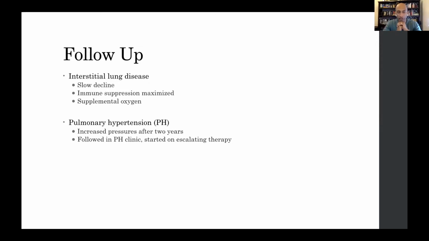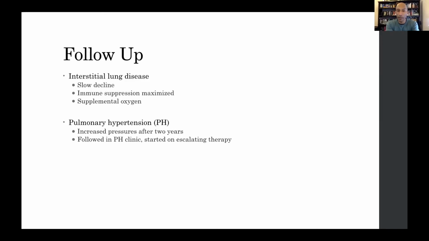In terms of her interstitial lung disease, when we saw her over the subsequent years, she did have a slow decline. The volumes got smaller and smaller, despite keeping her on this medication. We pushed up that dose of medication as high as we could go. She was on a little bit of prednisone as well. But eventually she did require oxygen therapy at home.